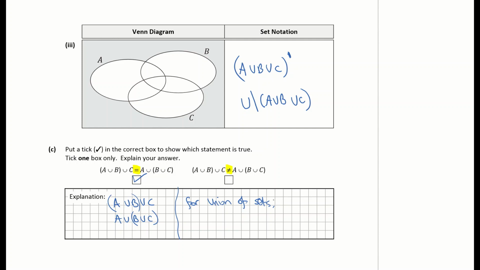the order of the operation, what I mean by operation is the union, does not matter. And if you want to state, it's also known as associative. Union of sets is associative. And I think that should be enough to get through part C.